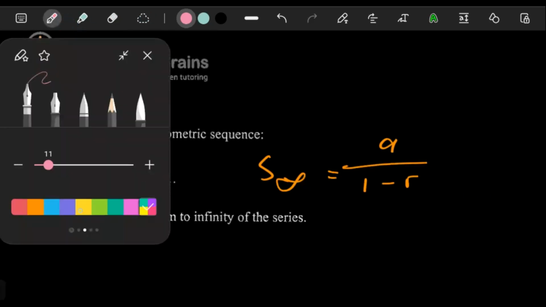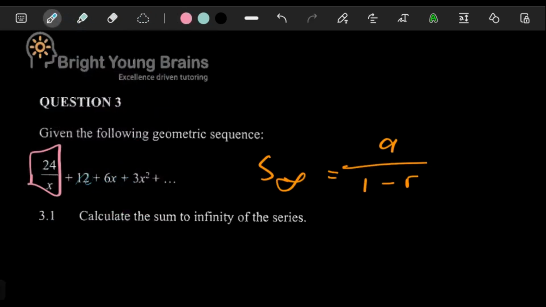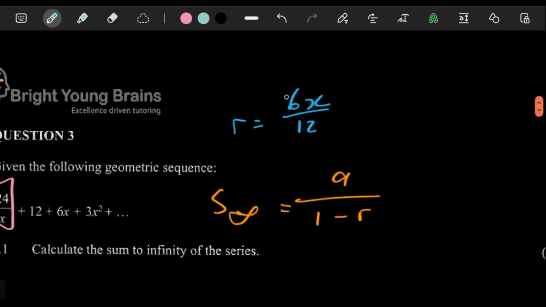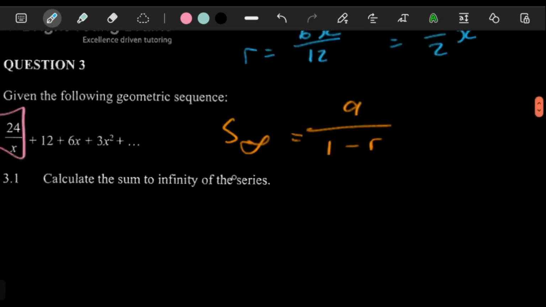So fortunately, it looks as though we can use these two to get r. So r in our case is going to be equal to 6x over 12, right? This is just going to be a half x because 6 over 12 is a half, and the x is there. So here, calculating the sum to infinity, our a value is already a fraction.